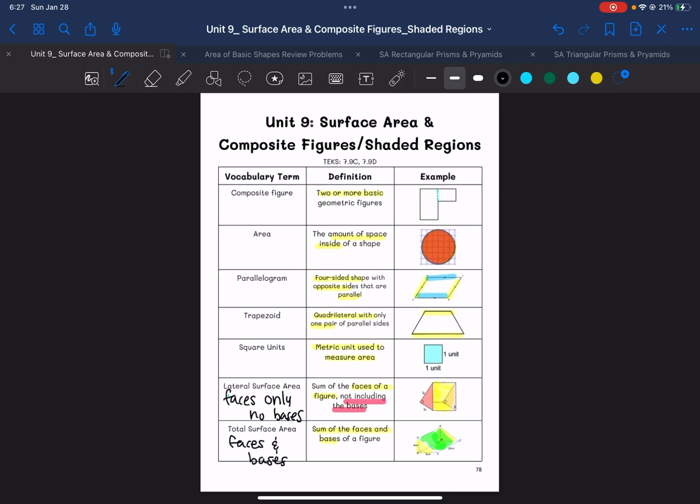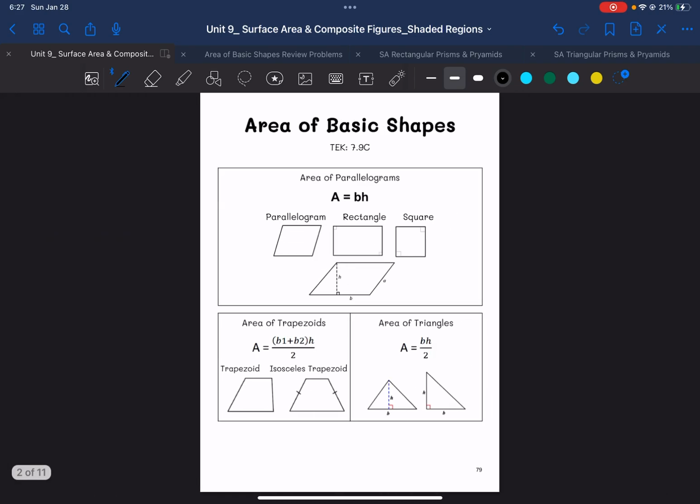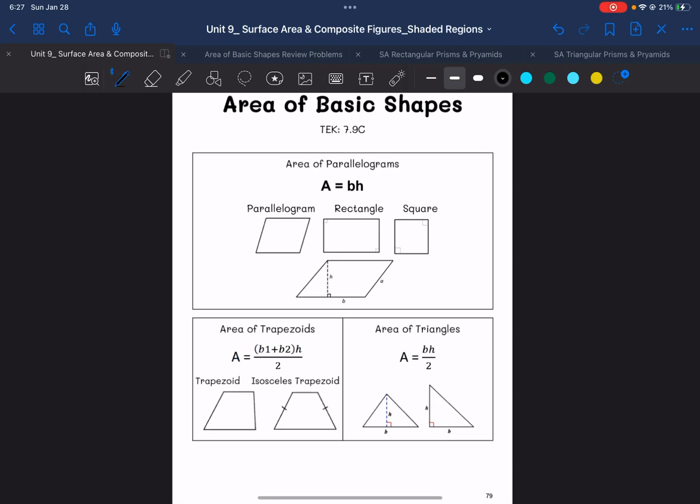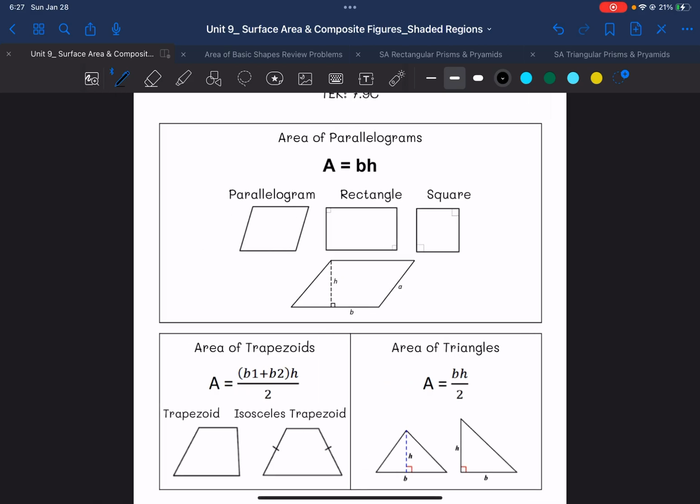Okay. Let's go ahead and go to the next page. Pause if you need to. So here we're just going to review the area of basic shapes. So if you have a parallelogram, your formula is going to be area is equal to base times height. Okay, so let's review parallelogram.